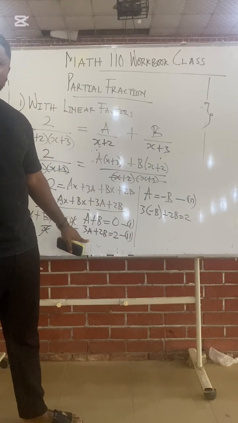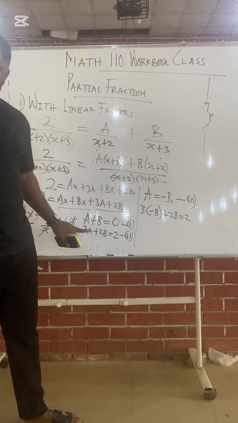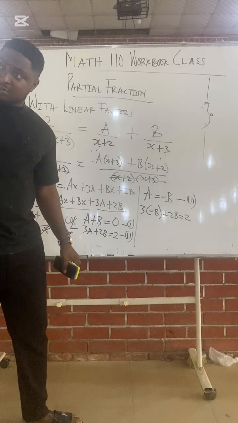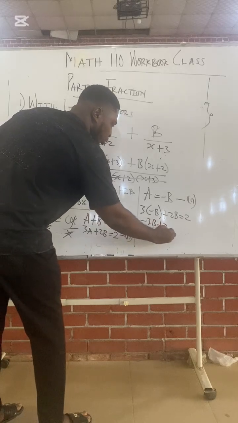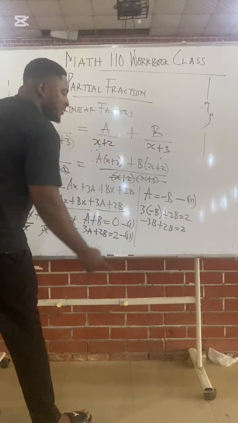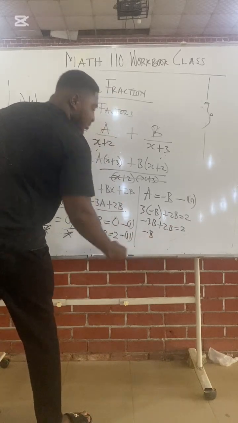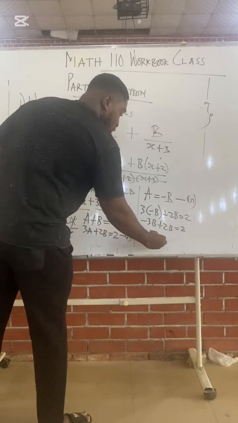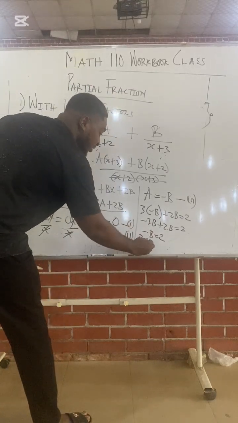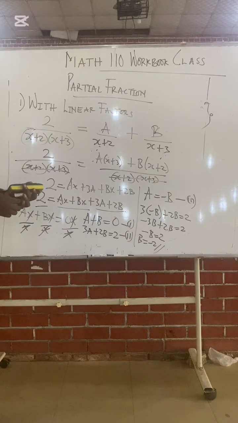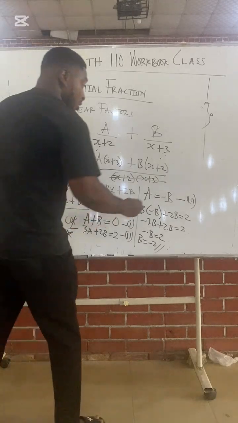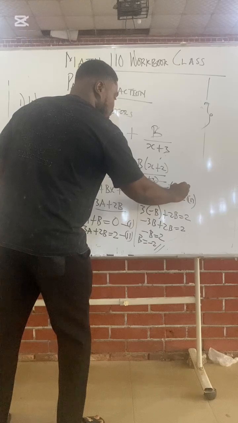Remember secondary school, there are two methods of solving simultaneous equations, right? Yes. Substitution method and elimination. Now, 3 times minus b is minus 3b, plus 2b equals, what is minus 3b plus 2b? Minus b. Minus b equals 2. If minus b equals 2, it means that b is what? Minus 2. And if b is minus 2, a is minus b. A is what? So a is minus minus 2.